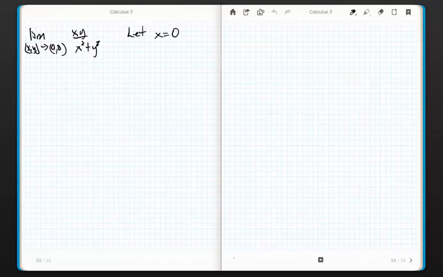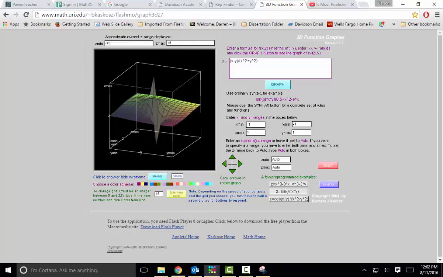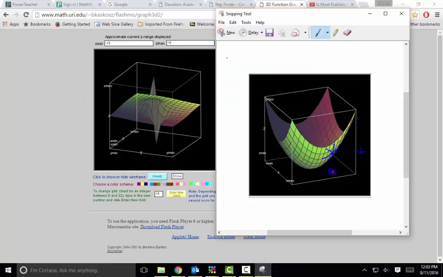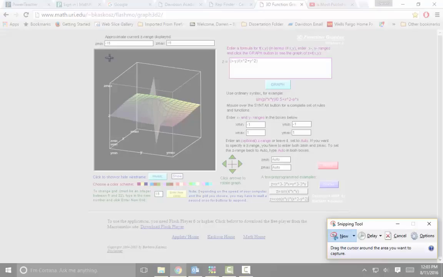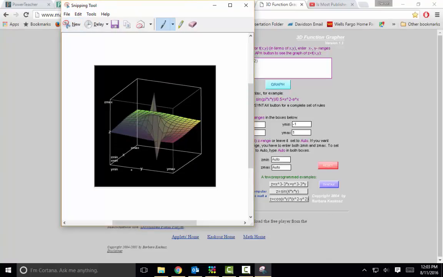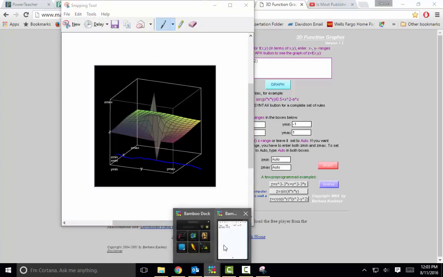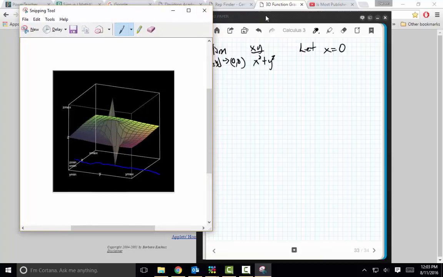So let me go back to this guy. I'm going to have to grab my Snagit again. You guys can see how I do this. Let's go new. I'm going to grab this guy. And now I've got it. Now watch this. I am picking the path along x equals 0, which we know is the y-axis. So I'm fixing x equals 0, and I'm going to see the behavior of this thing. Let me pop back over to here.